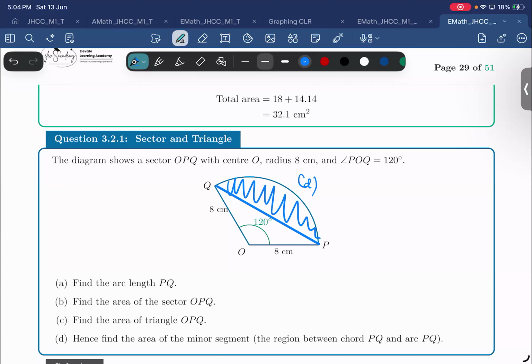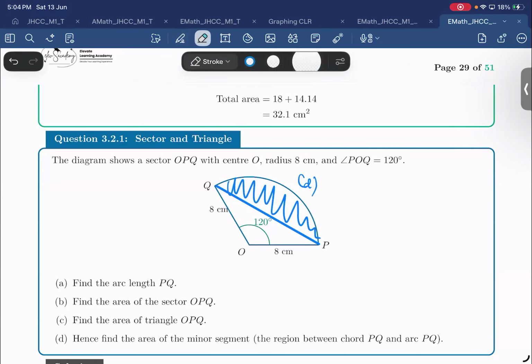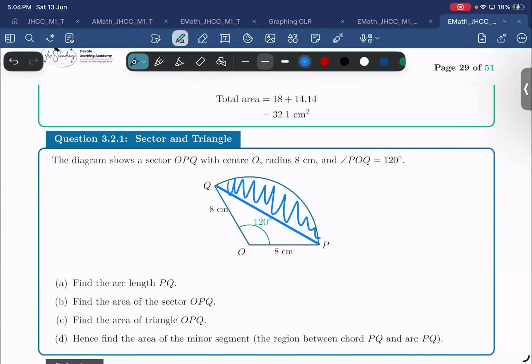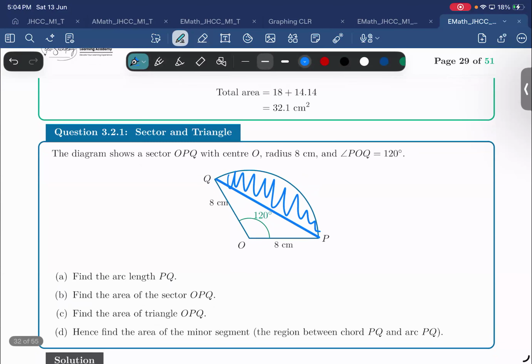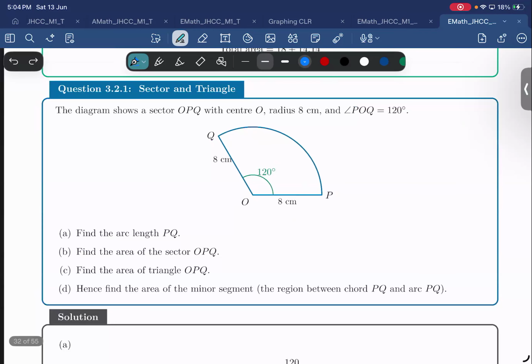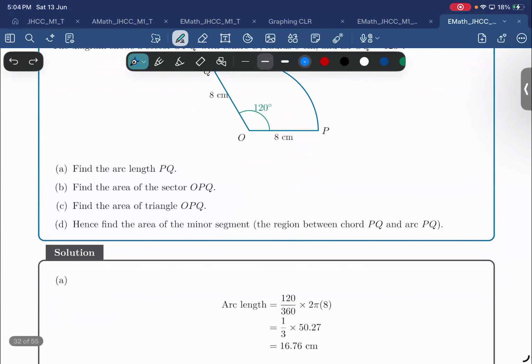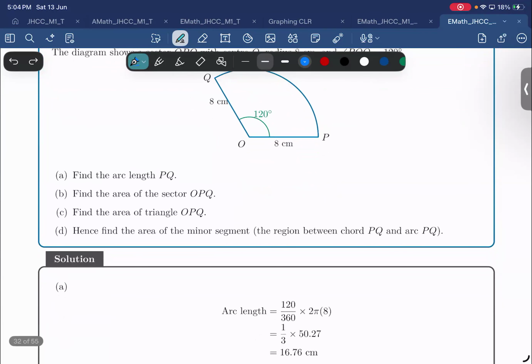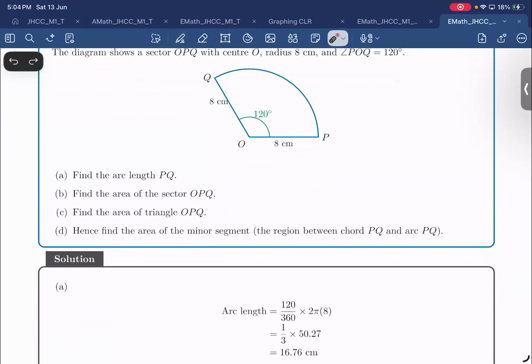Okay, in this question, most of the formulas you will be using are the ones in the cover picture. Just a note. Find the arc length PQ. Arc length is this guy here. Using the formula, it will be theta over 360 times 2 pi r. The radius is 8, and theta is 120 degrees. So 120 over 360 times 2 pi r. The answer is 16.76 cm.